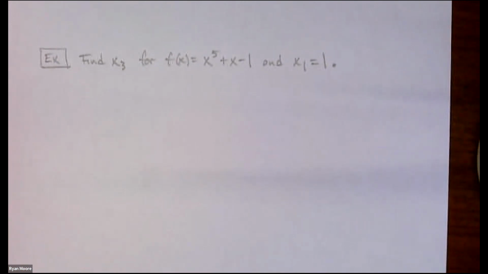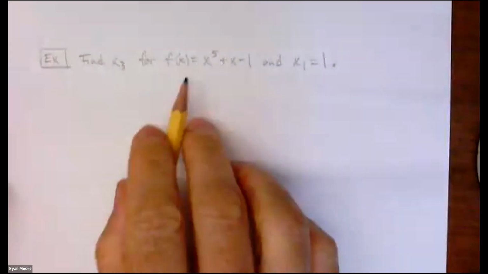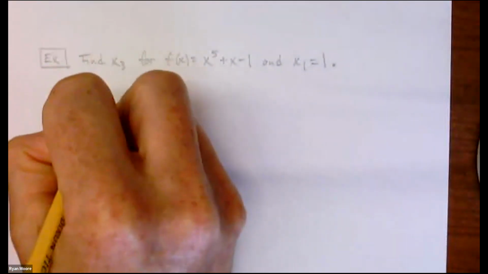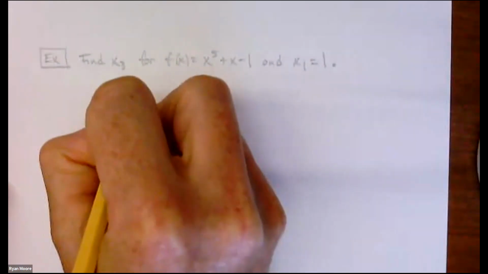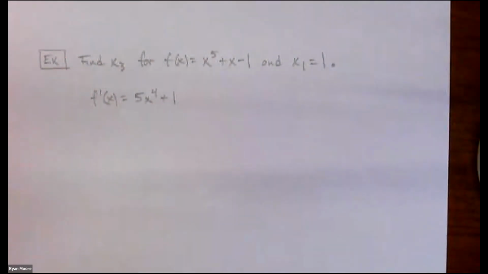All right. First thing we need is the derivative, f prime of x. 5x to the fourth plus 1. No problem.